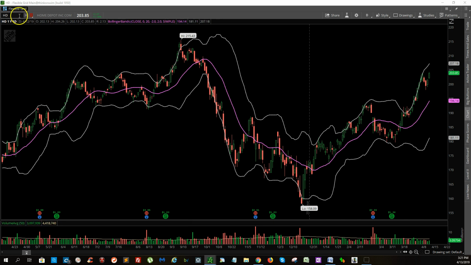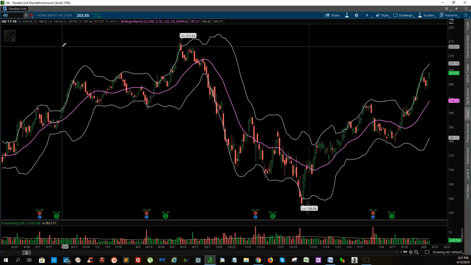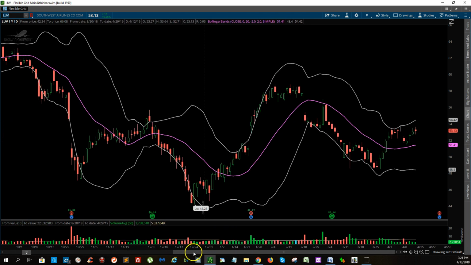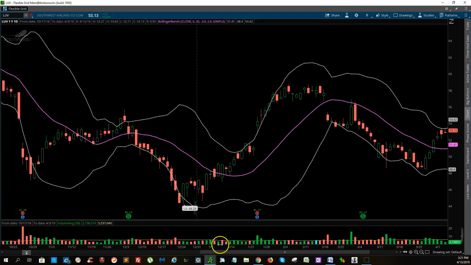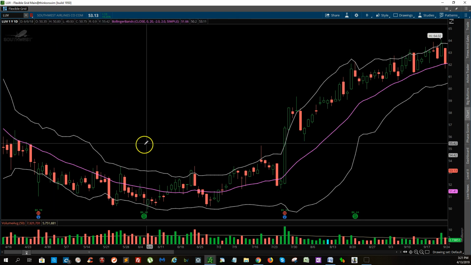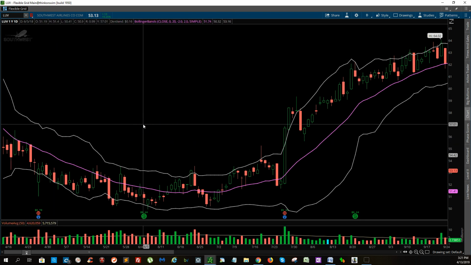I'm going to head over real quick to a chart that will show us how to trade inside the bands. Here in Southwest Airlines, you can see we had an area with a lot of consolidation. Funny enough, price stays within the bands about 90% of price action, so we're able to trade the bands back and forth and make some money.